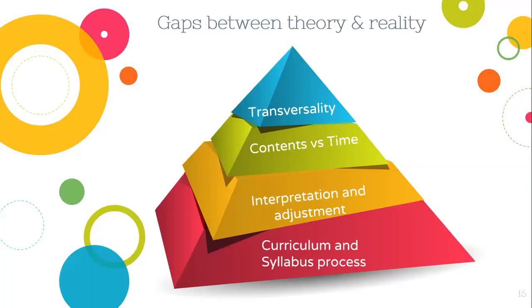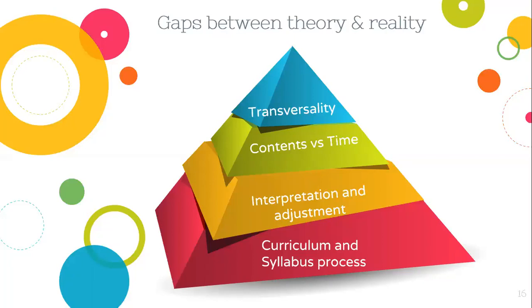The second one is the interpretation and adjustment. This was also found as a gap, because they take the interpretation of the subjects, and they don't give the reasons, or they don't listen to students in order to know the reasons to learn the subject.